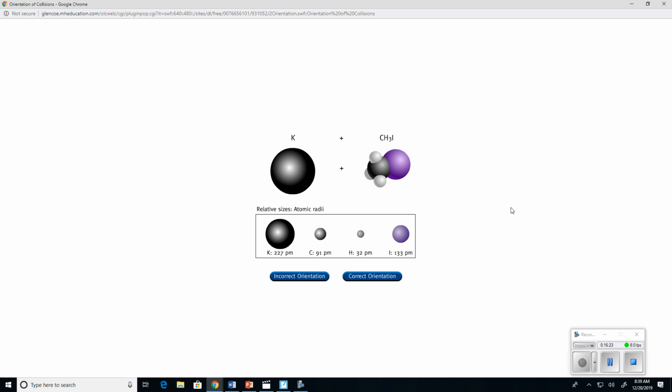Second thing I want to mention is what the narrator said: if these are our two reactants, we're trying to make potassium iodide, and then CH3 is our other product. So if you think about that's what we want to make, it should hopefully make sense to you, especially after seeing that activation complex prior, that if they collide the correct way, they can make that. But if they don't collide the right way, they're not going to make that. So let's start with the incorrect orientation.